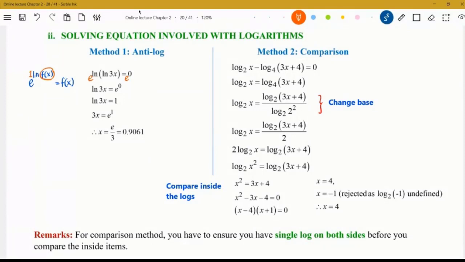Baru kita boleh ambil bahagian dalam. So we take the ln 3x, and on the right hand side is e power of 0, which is equal to 1. Okay, now to make 3x the subject, we once again exponent both sides. So we're gonna have 3x equal to e power of 1. So we end up with x equal to e over 3, or in decimal, 0.9061. Okay, that one for the anti-log.